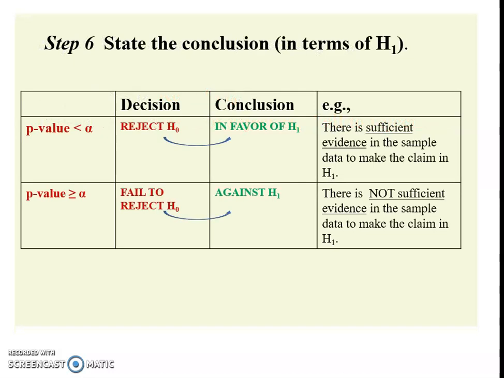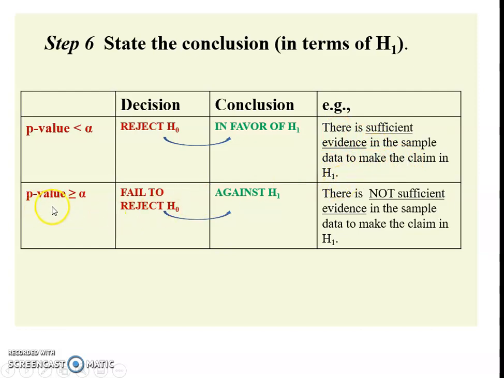Now the final step, step 6, is state the conclusion, and we state the conclusion in terms of H1. Remember, H1 includes the main thesis of the study. So if p-value is less than alpha, we reject H null. So we have two hypotheses, we support either one of them. So in case we reject H null, we make a conclusion in favor of H1, alternative hypothesis. Making a conclusion in favor of H1 means saying something like, there is sufficient evidence in the sample data to make the claim in H1, okay?